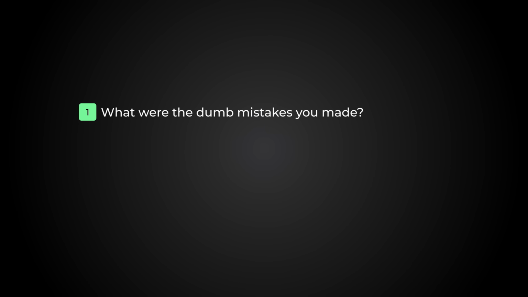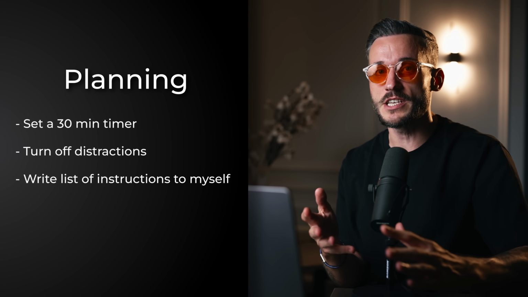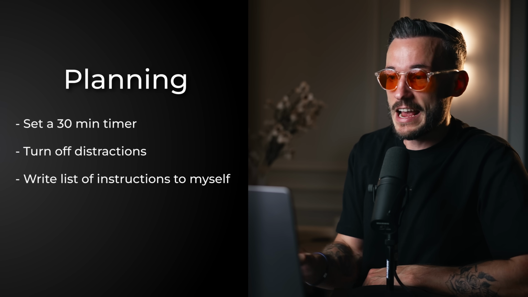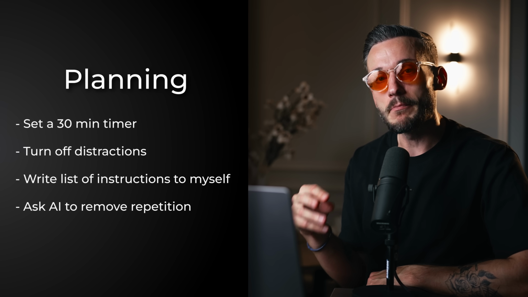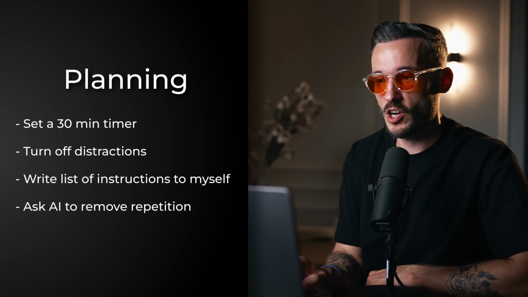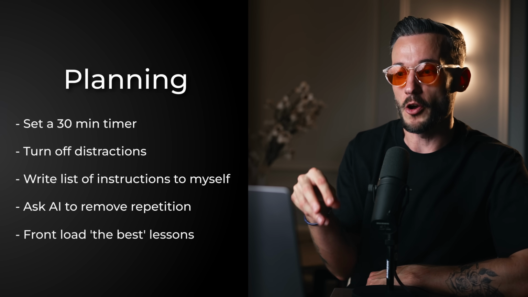So ask yourself this: what were the dumb mistakes that you made along the way? What were the things that confused you? And then what were the breakout moments that changed everything? And then just turn them into 1-sentence lessons. Then when you've got about 40 of these, paste them into AI and then just ask it to remove any repetitive points or combine points that are really similar. And then just look at the list and ask yourself, what are the best lessons on this list? And then front load them at the start.